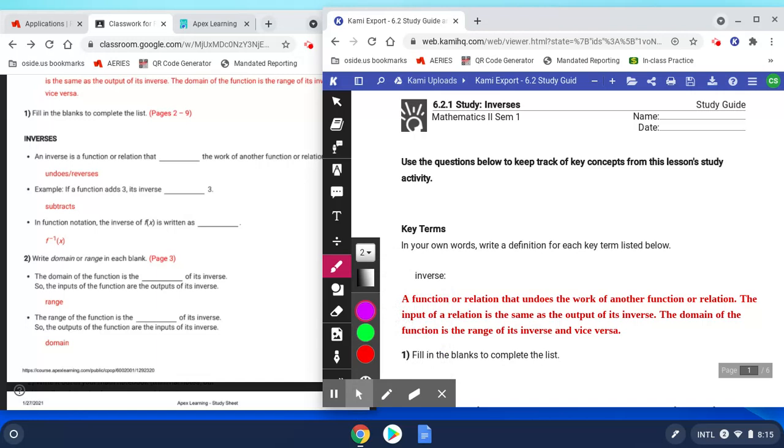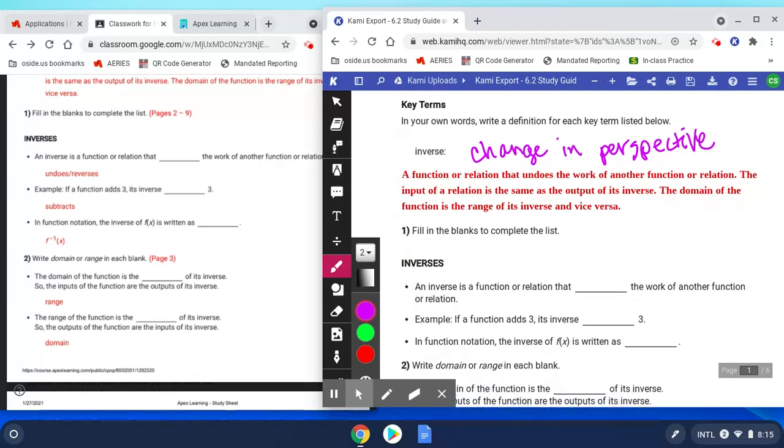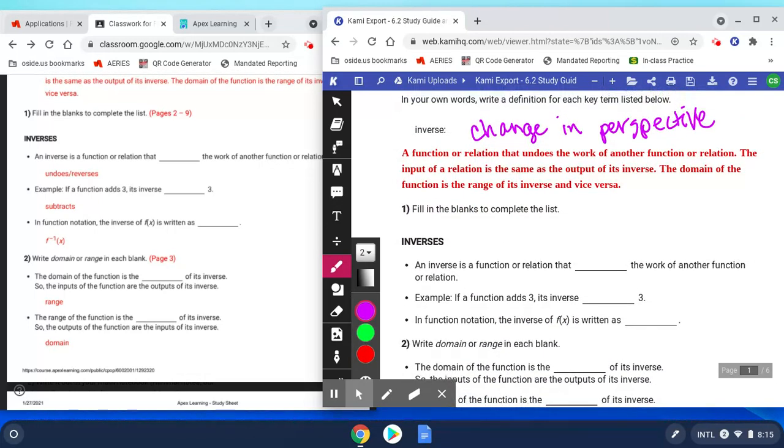I really like to think of it as a change in perspective. Okay, let's go down here and see what fill in the blanks we're talking about. An inverse is a function or relation that undoes the work of another function or relation.